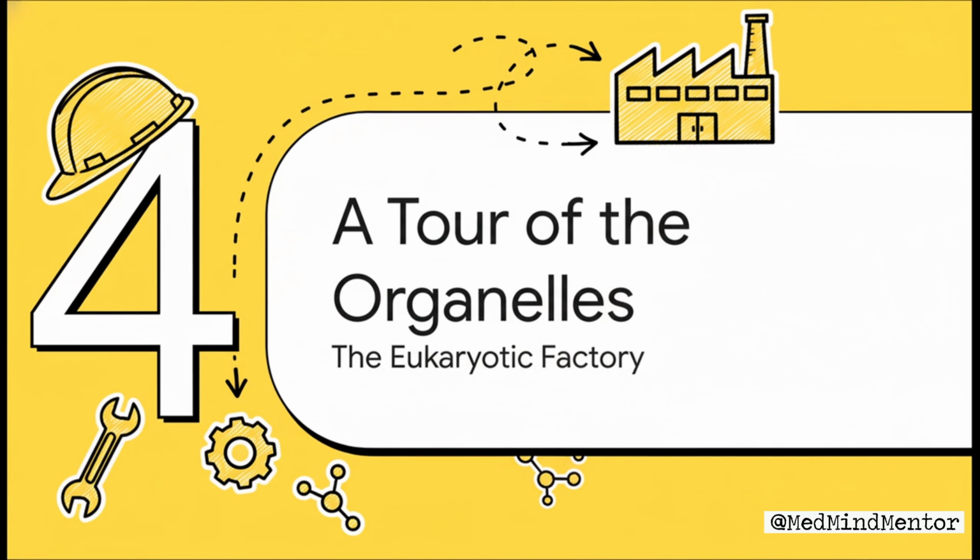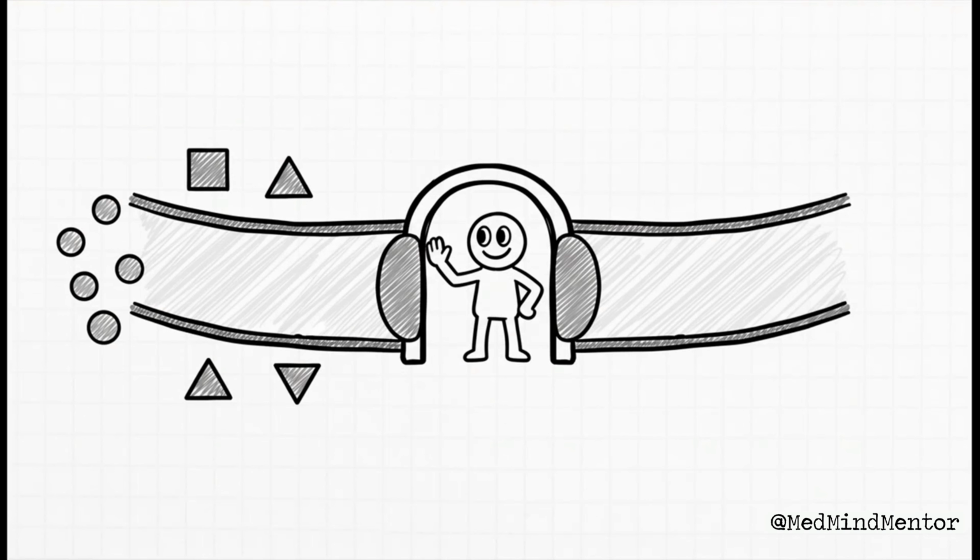Okay, let's put on our imaginary hard hats, because we're about to take a detailed tour of that eukaryotic factory floor. We're going to go through each major organelle and look at exactly what it's made of and what its job is. Every single eukaryotic cell, plant or animal, is wrapped in this incredibly important dynamic barrier, the plasma membrane. And it's not just some simple wall.